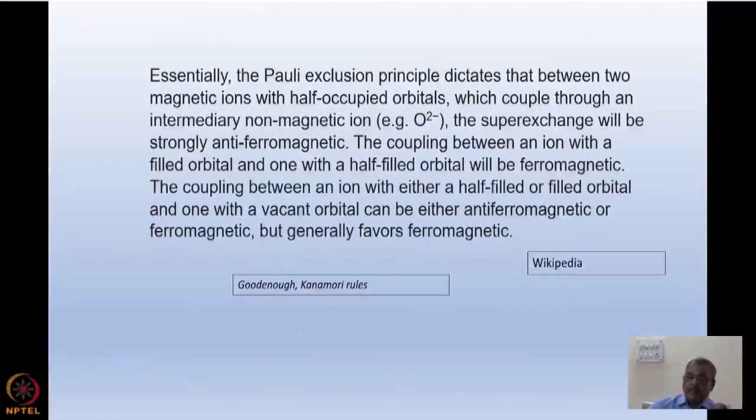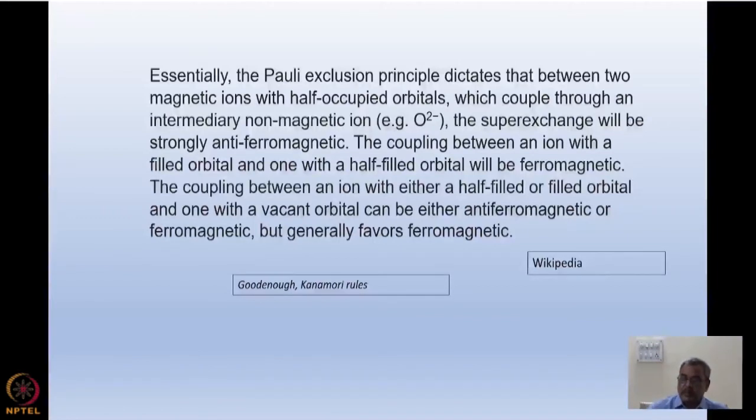Now, but there are actually a set of rules given by Goodenough-Kanamori rules. This problem was first targeted by P.W. Anderson and later more successfully by Goodenough and Kanamori. So it says that between two magnetic ions, manganese in the previous slide, which couple through an intermediate non-magnetic ion, which was oxygen 2 minus here, so it was 2s2, 2p6, two electrons have come in, so 2 minus, the super exchange will be strongly antiferromagnetic, which I showed you.